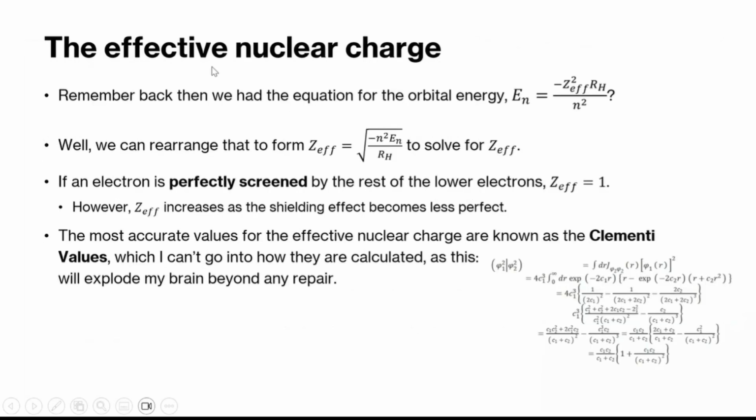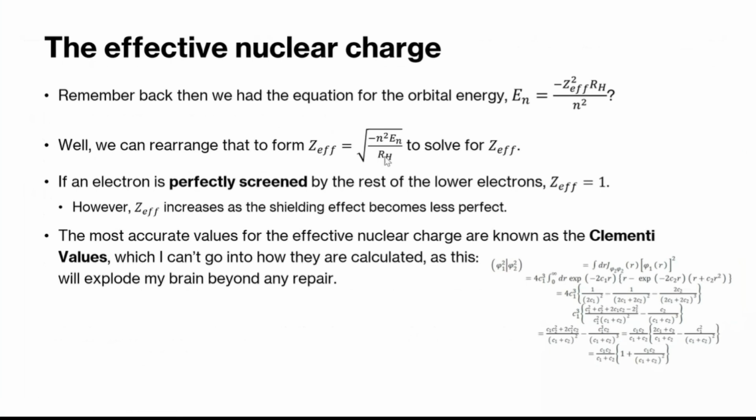So next we're going to talk about the effective nuclear charge. Remember back when we had that equation for the orbital energy? What we said is that the energy of an orbital with the principal quantum number n is equal to the negative of the effective nuclear charge squared times the Rydberg constant over n squared. So using a complicated method known as algebra, we can rearrange that to get that the effective nuclear charge is equal to the square root of the negative of n squared times the energy of the orbital over the Rydberg constant.